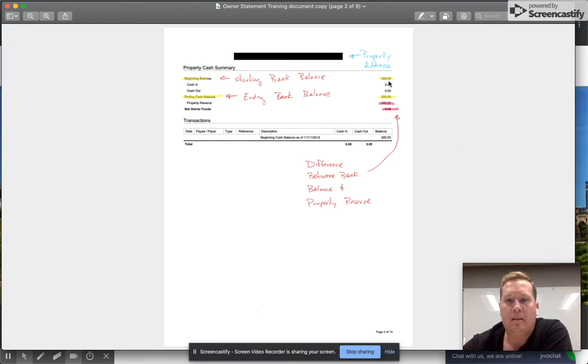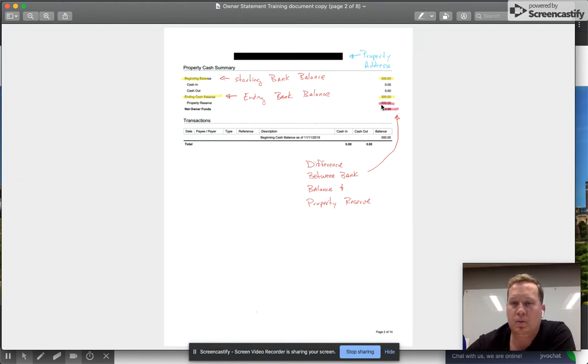This beginning balance here is the beginning cash balance at the time of the statement, and it was $300. For this particular property, there was no cash in or no cash out, so the ending cash balance is still $300. So that's why they're the same color there. The property reserve for this property is $300.